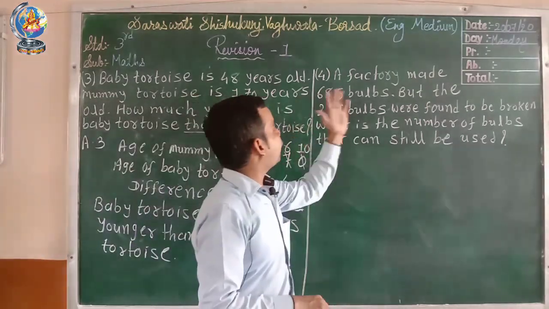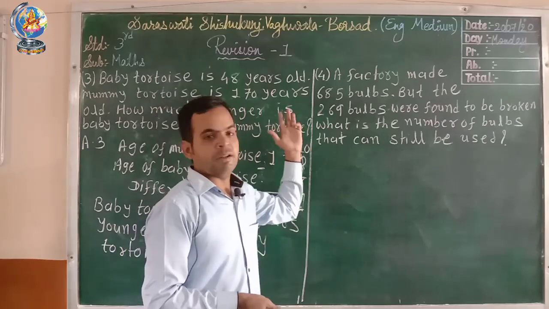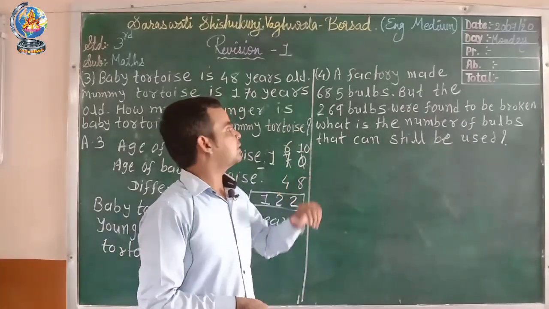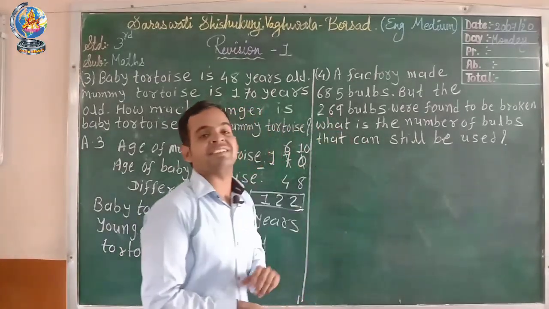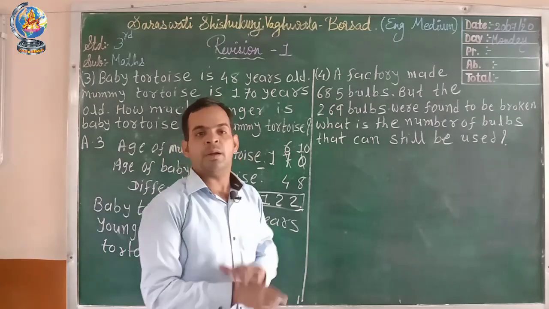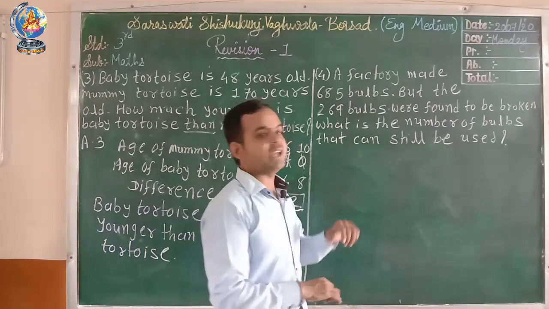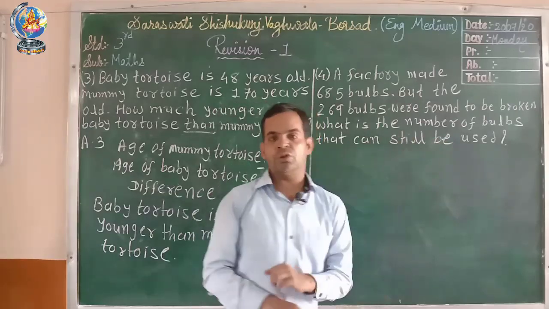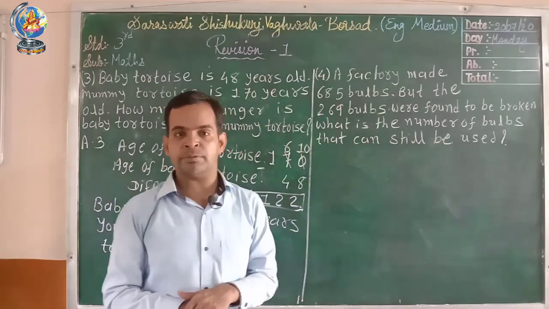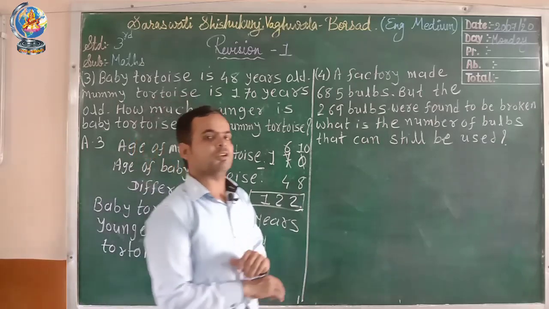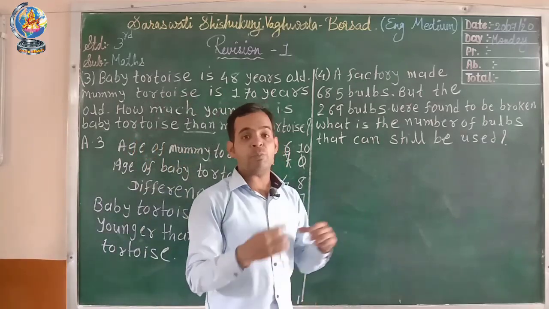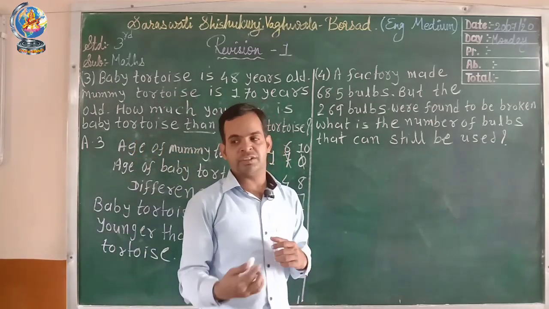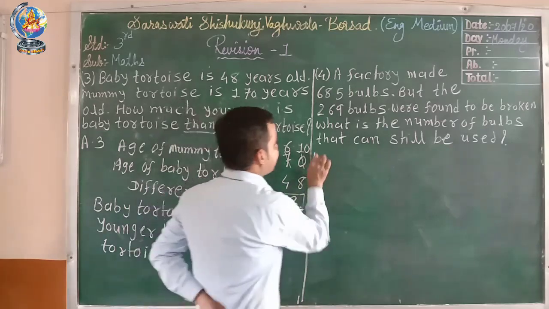Okay, so here a factory made 685 bulbs, but 269 bulbs were found to be broken. Here we have to find the number of bulbs that can still be used. Can we use damaged bulbs? No. So we have to find how many bulbs can be used. First, how can we write the answer?